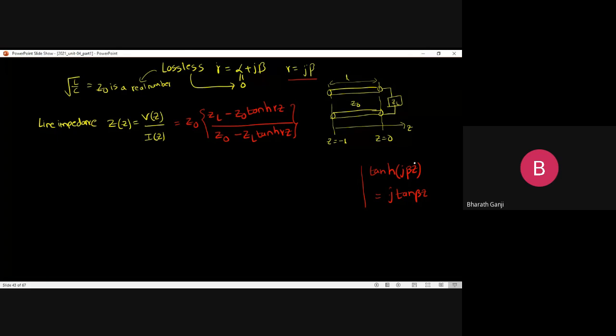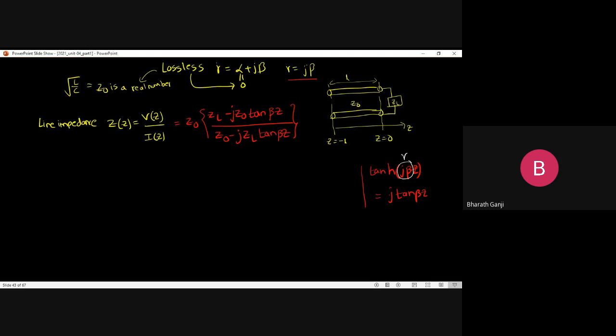So you can see that wherever I have tanh, if it is a lossless line, I can replace this value here with simply j times tan of beta z. So this is the expression of line impedance at any point on the line. I am maintaining the relationship for the line impedance at a point on the line.